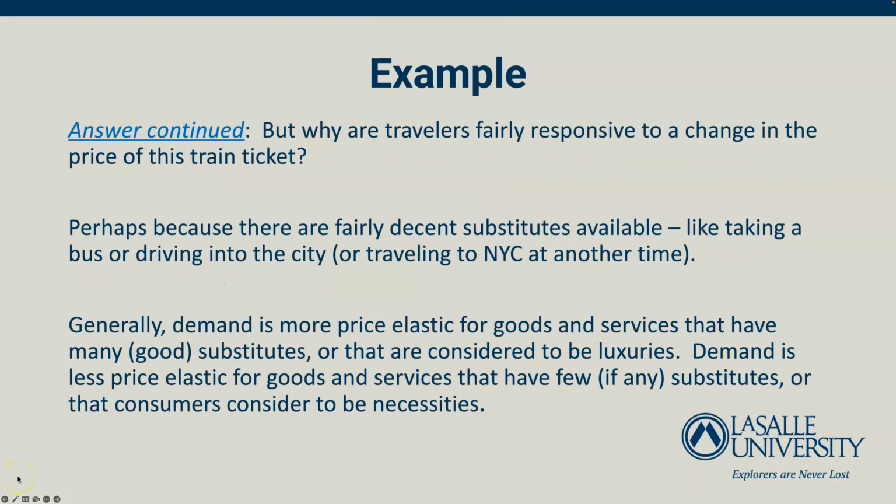Now, why might that be the case for the price of this train ticket? Well, it could be because there are fairly decent substitutes available for the consumers, like taking a bus or driving into the city or simply traveling to New York City at another time. And generally, demand is more price elastic for goods and services that have many good substitutes or that are considered to be luxuries on the part of the consumer. Demand is less price elastic for goods and services that have few, if any, substitutes, or that consumers consider to be necessities, which is especially important in the healthcare sector.